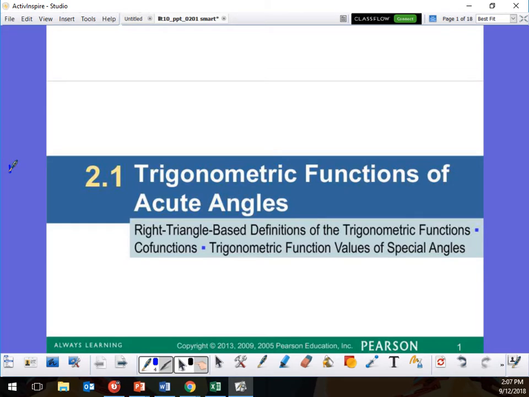All right, trigonometry functions of acute angles. Acute angles. Now, first, what does acute mean? Smaller than 90 degrees. Less than 90 degrees. Very good. That's what I needed.